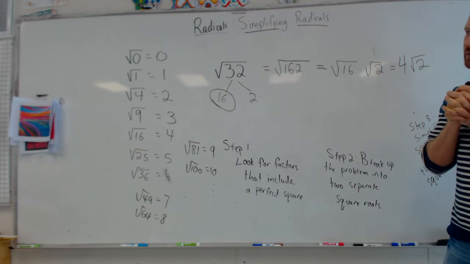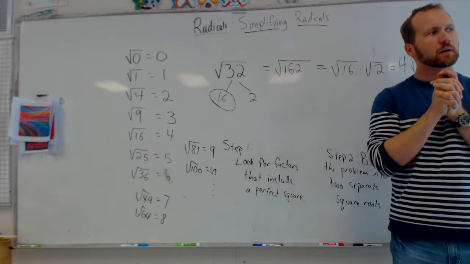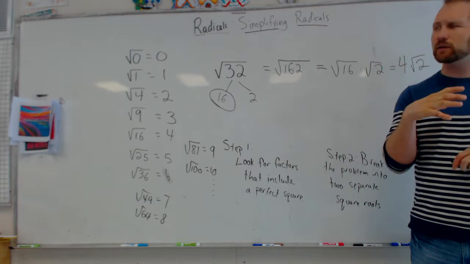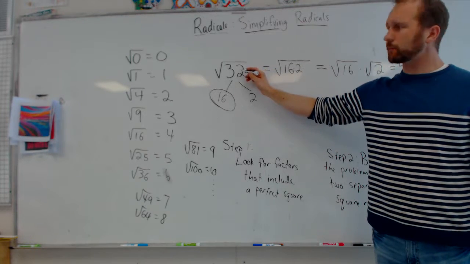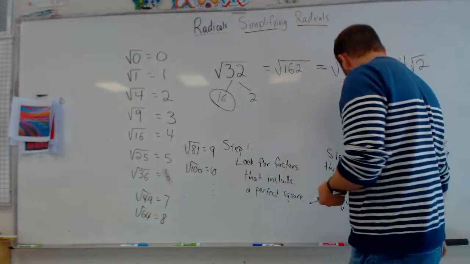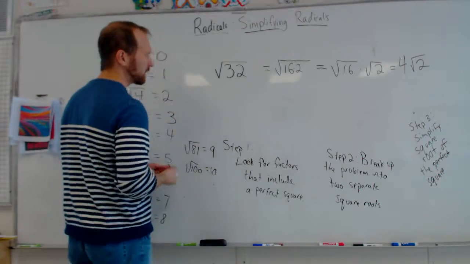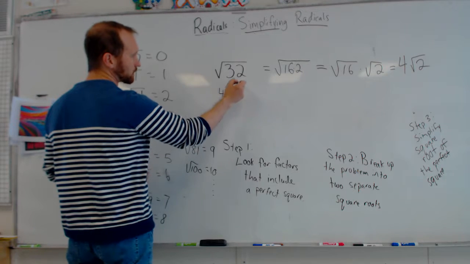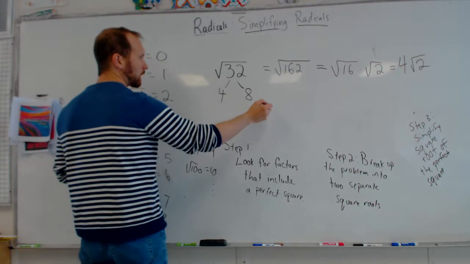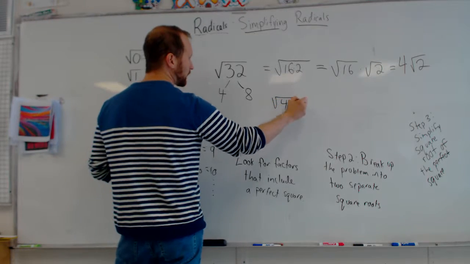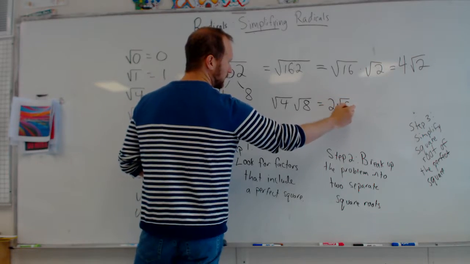The cool thing about this too is that once you get up to some of those higher numbers, you can sometimes break them down into smaller square roots. For example, I could have done this problem with a different perfect square, 4 times 8. Then I would have the square root of 4 times the square root of 8, which is equal to 2 square roots of 8.